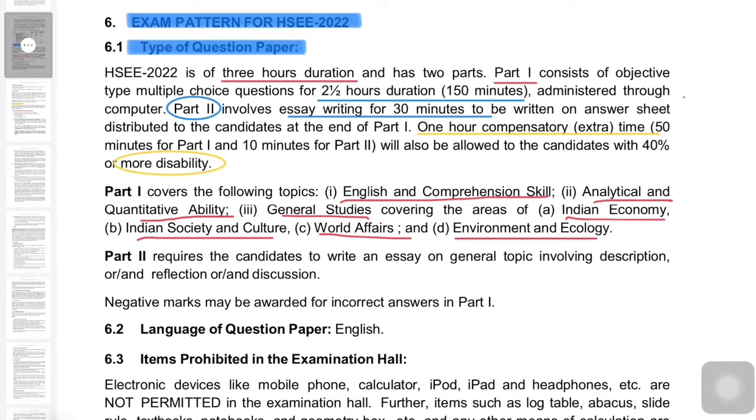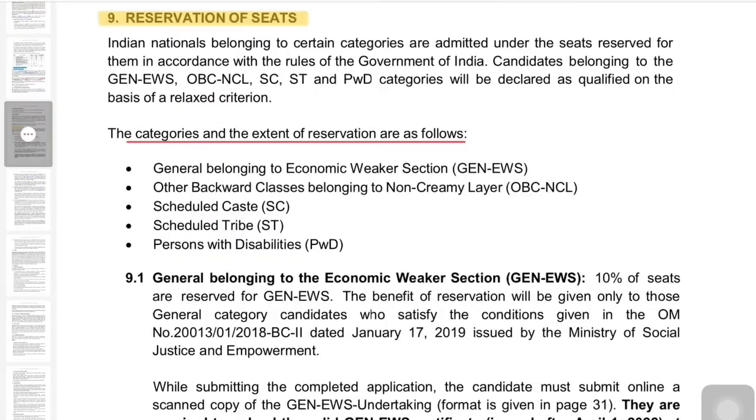And the part 2 of the exam, that is essay writing, they will give you some journal topics. Generally, they will give 4 topics and you have to write on any one of them, which consists of 300 words. So the next topic of discussion is reservation of seats.